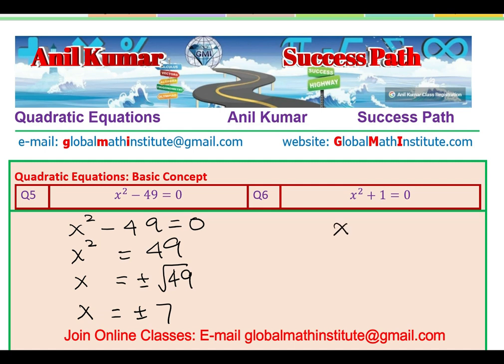Now here, x squared plus 1 equals 0. Okay, so when I do that, I get x squared equals -1. X squared cannot be -1. So again, no solution.